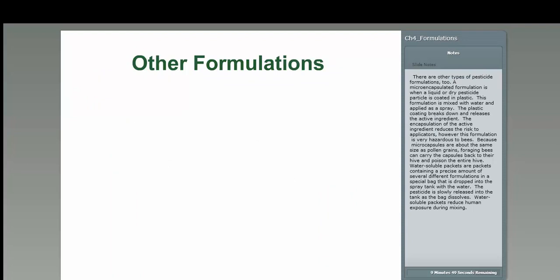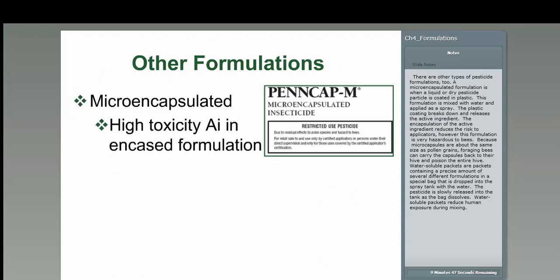There are other types of pesticide formulations too. A microencapsulated formulation is when a liquid or dry pesticide particle is coated in plastic. This formulation is mixed with water and applied as a spray. The plastic coating breaks down and releases the active ingredient. The encapsulation of the active ingredient reduces the risk to applicators. However, this formulation is very hazardous to bees. Because microcapsules are about the same size as pollen grains, foraging bees can carry the capsules back to their hive and poison the entire hive.